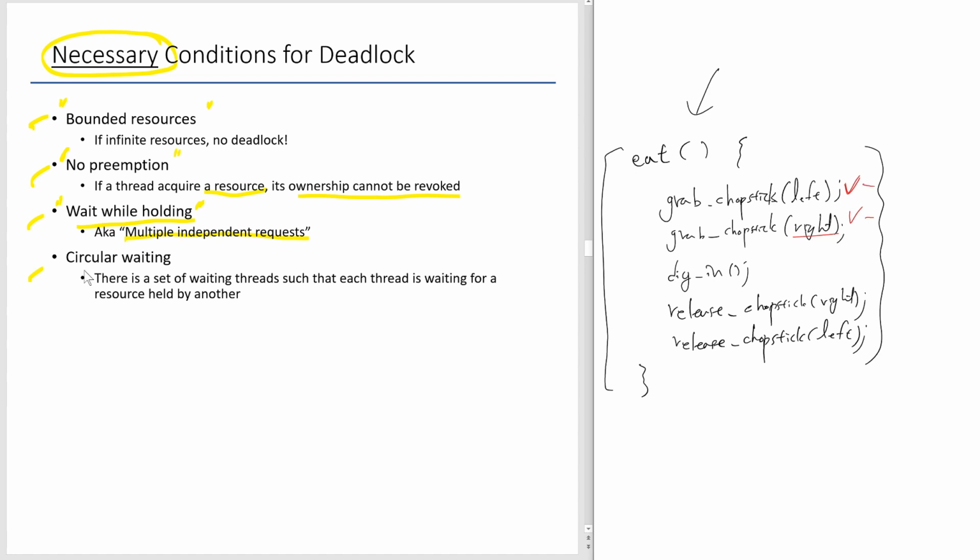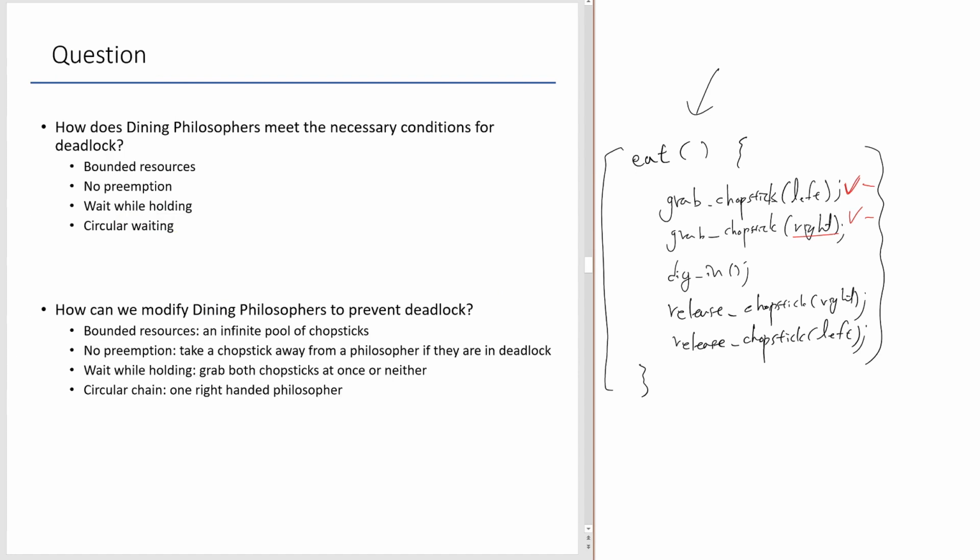All right, the last condition is circular waiting. In order for deadlock to happen, you can trace it. If you follow the graph of all the waiting, then you can create a circular waiting pattern that comes back to you. So there's a set of waiting threads such that each thread is waiting for a resource held by another. All right, let's apply this to the dining philosopher problem.